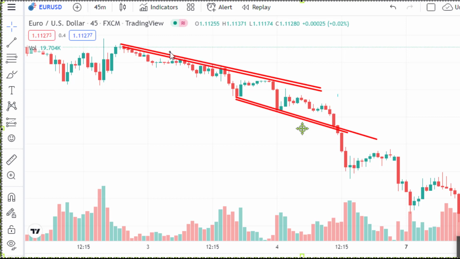It's a very easy concept. Just draw like this. And here we don't draw like this because in a downtrend market it may not work, because sellers are in power. That's why the market may break this level and fall down.